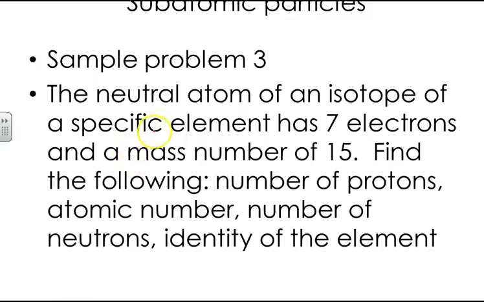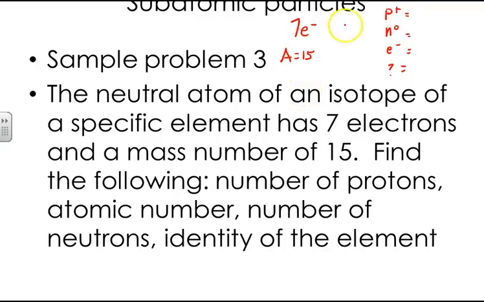Okay, sample problem 3. A neutral atom of an isotope of a specific element has 7 electrons and a mass number of 15. Find the following. We want to know the number of protons, number of neutrons, number of electrons, and what is it? What's the identity?